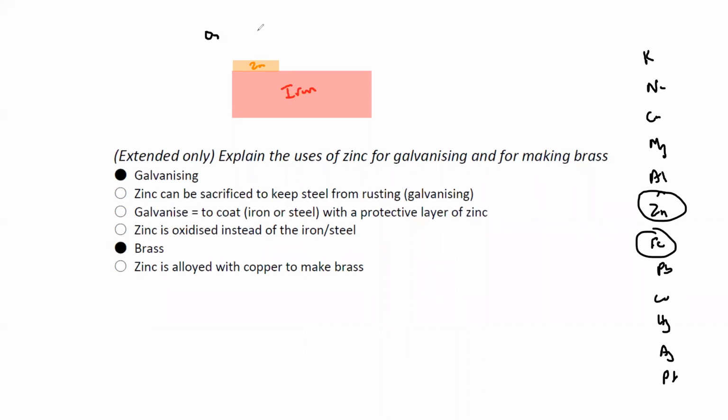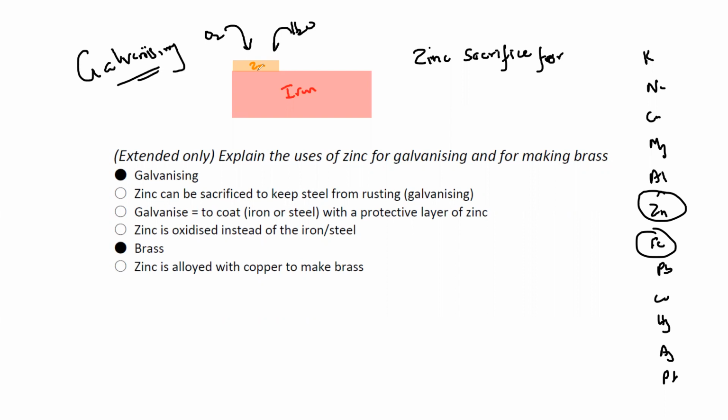So what will happen? If oxygen and water vapor are there in the atmosphere, they won't react with iron, because iron is less reactive. Instead, they will react with zinc. So we can call this a zinc sacrifice for iron. If zinc is the sacrifice for iron, this is also known as sacrificial protection. So by coating a layer of zinc on the surface of iron, we can protect the iron from rusting. And this technique is what we call galvanizing. So galvanizing is basically coating the iron with zinc so that the iron will not rust, and iron is protected because zinc is more reactive. So this is one use of zinc. It can be used for galvanizing.